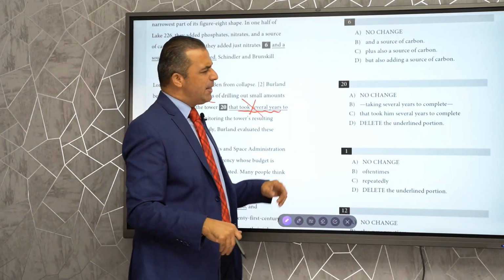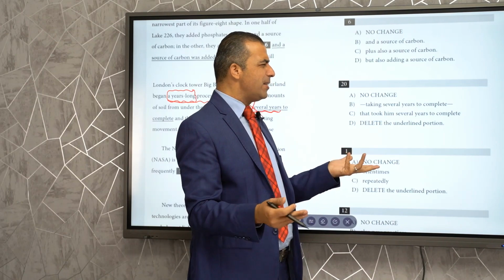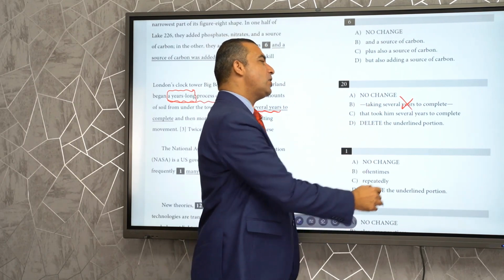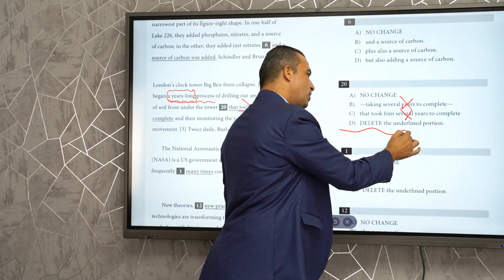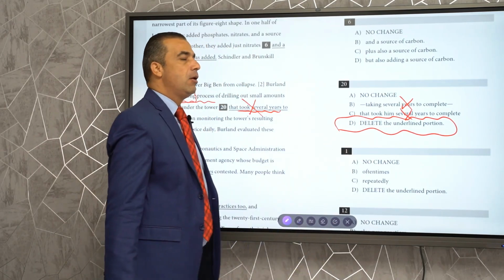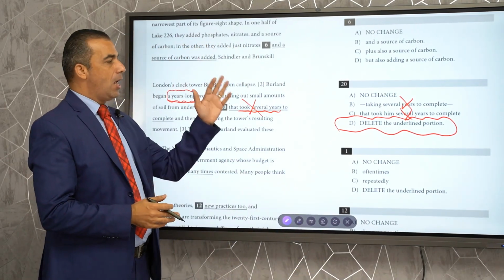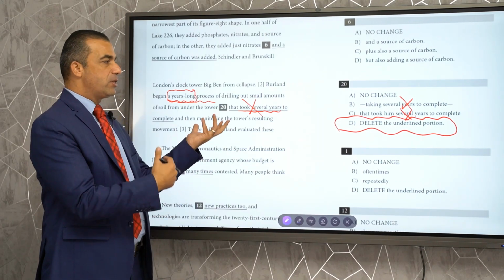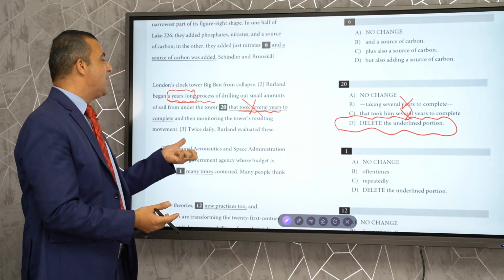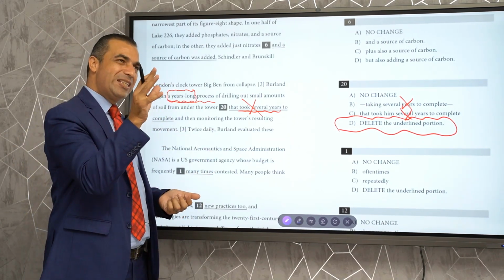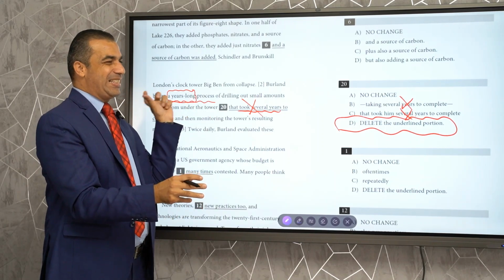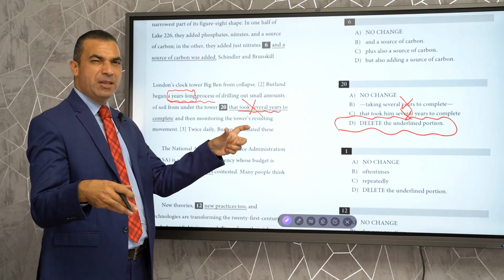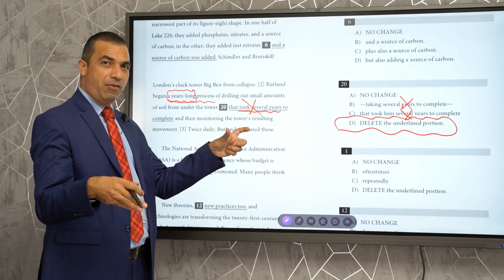Okay, so I'll take B. Taken several years to complete. Is there a difference? It's the same. That took him several years to complete. It's the same. So your answer is to delete the underlined portion, because it's needless to say any of the three answers A, B, C, because you are repeating yourself again. You are making a redundancy because you say that he began a years-long process. You describe the process as years long. This means that it took several years to complete, so you can't repeat yourself again. Very easy. Thank you very much.